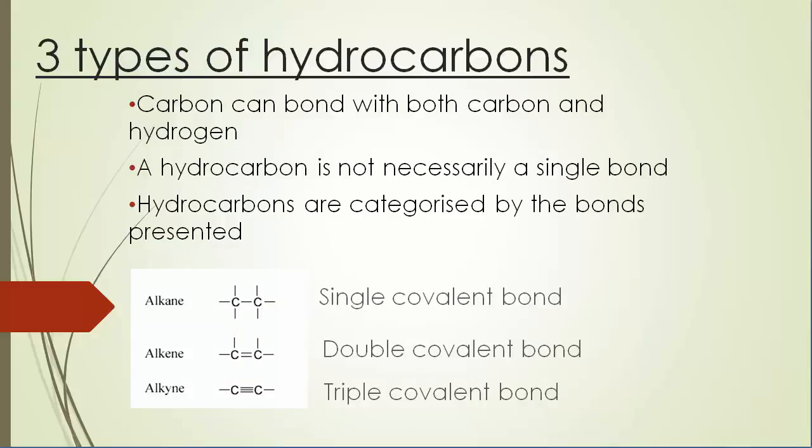We will then introduce 3 types of different hydrocarbons. One point to notice is that a hydrocarbon is not necessarily a single bond. It can form double bonds as well as triple bonds between carbon and carbon. Hydrocarbons are categorized by the bonds present.